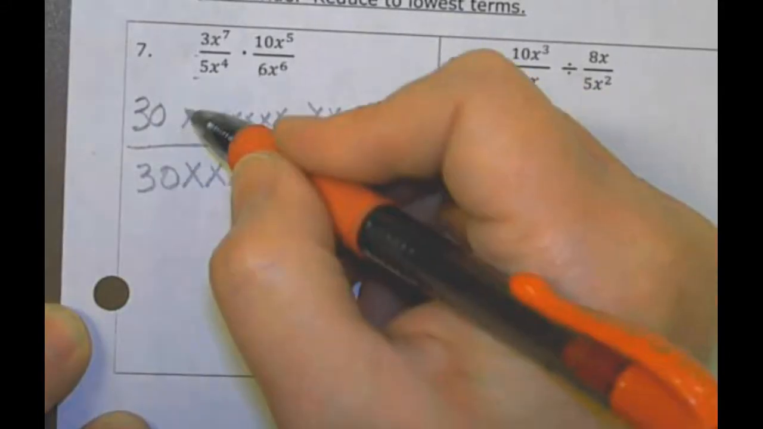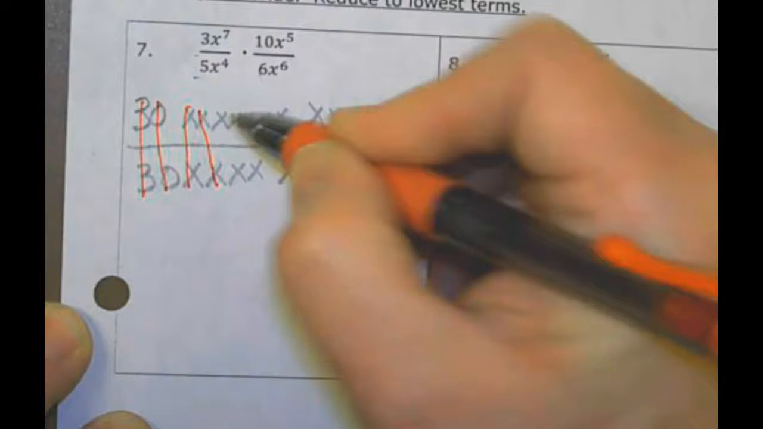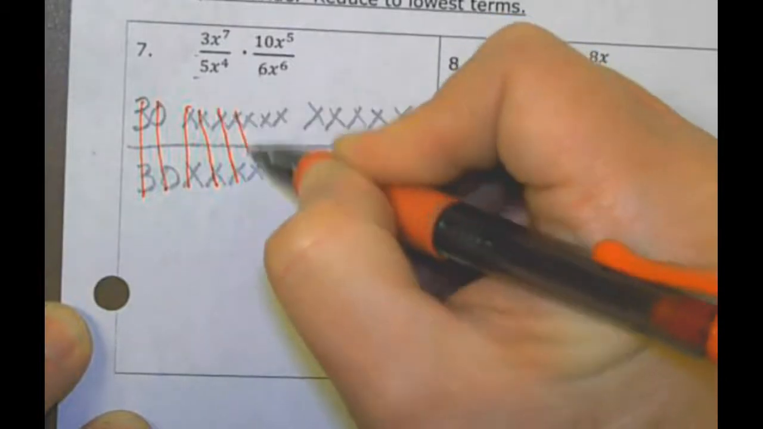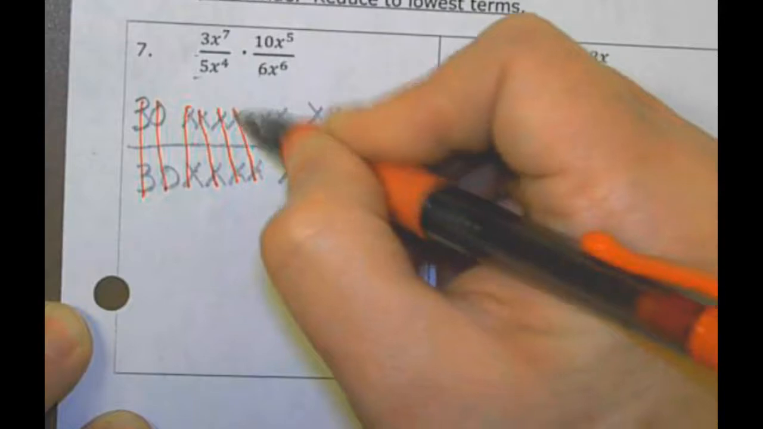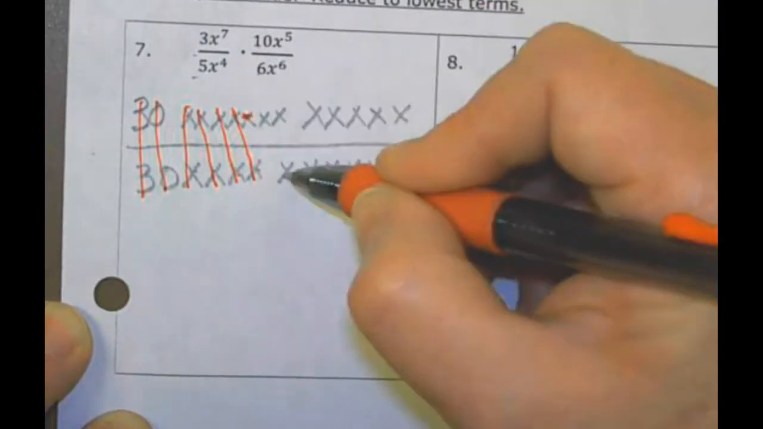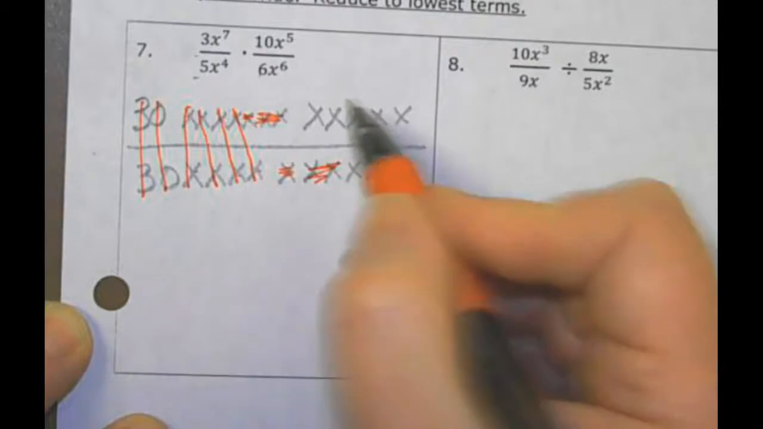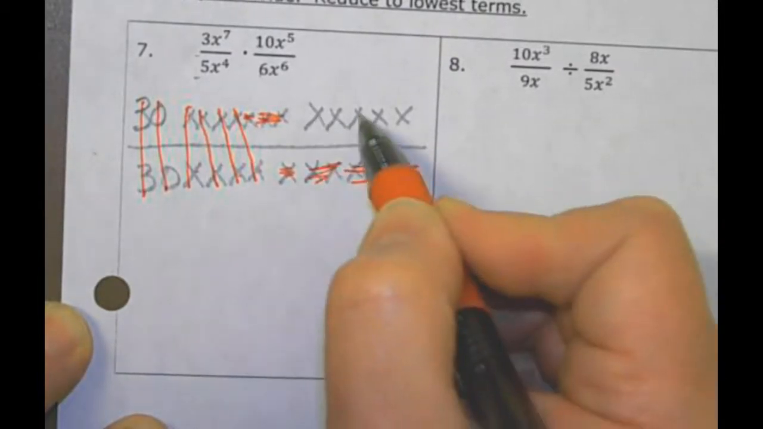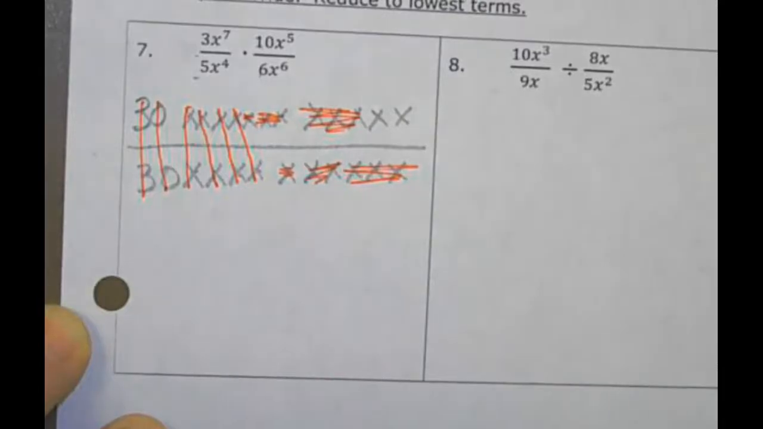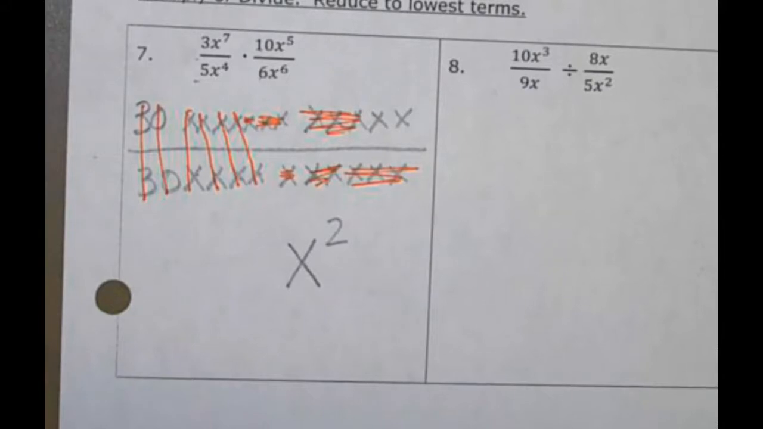So the 30 cancels with the 30. One of those cancels. One of those cancels. This one cancels this one. These two cancel these two. These 3 cancel these 3, and so all I have left for my final answer is x squared.